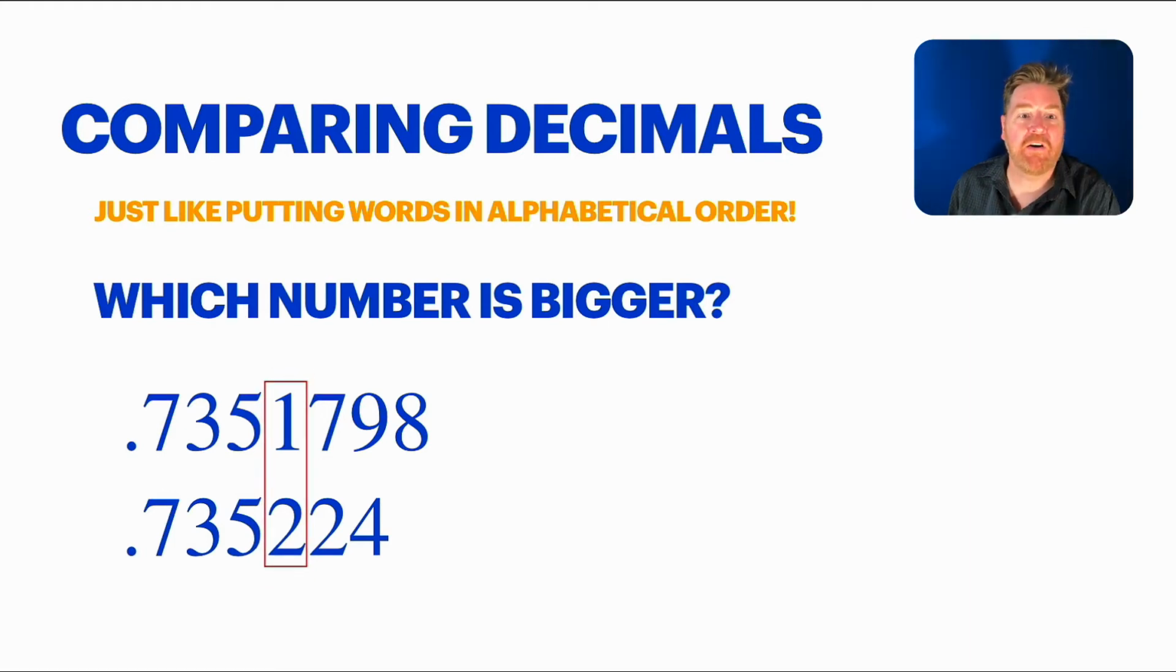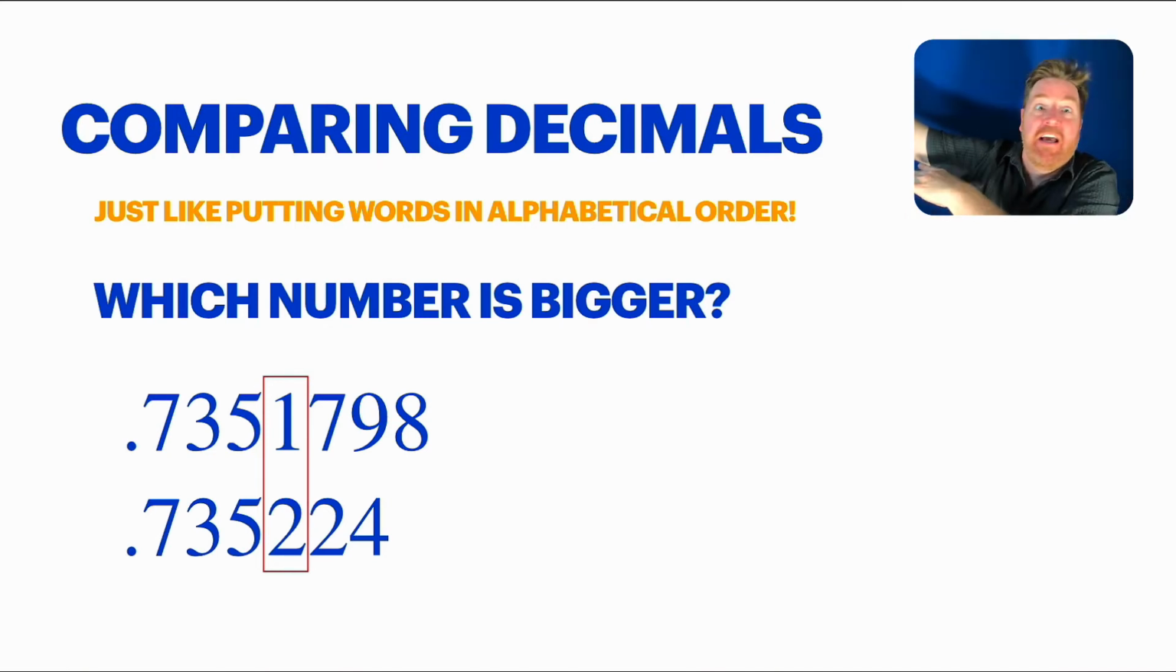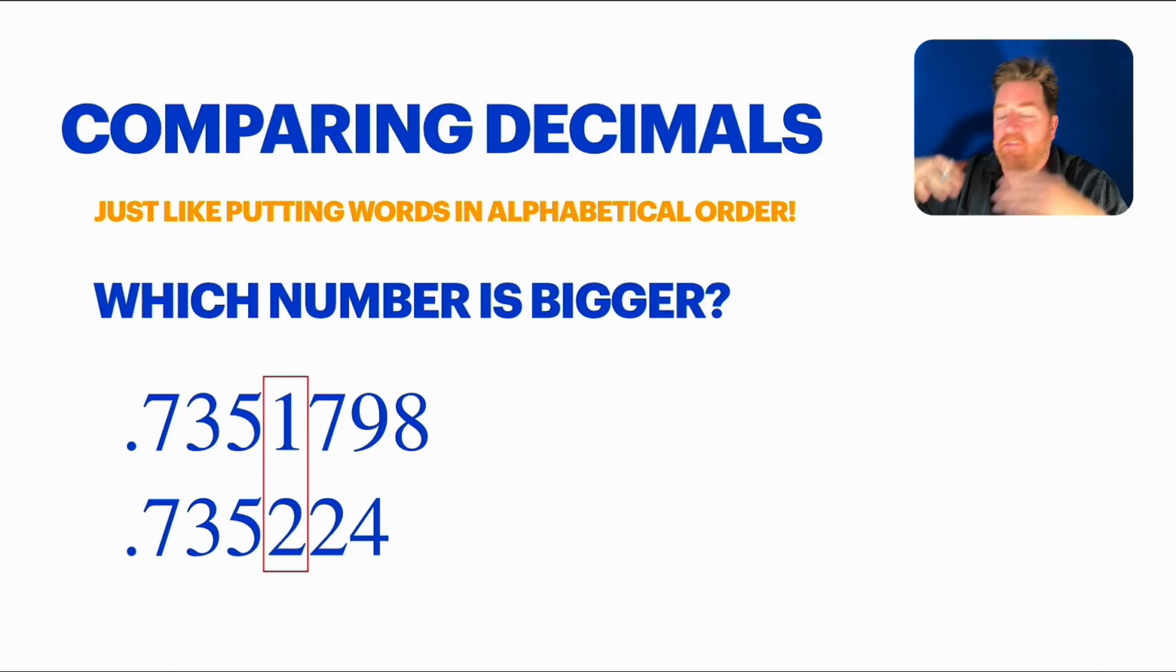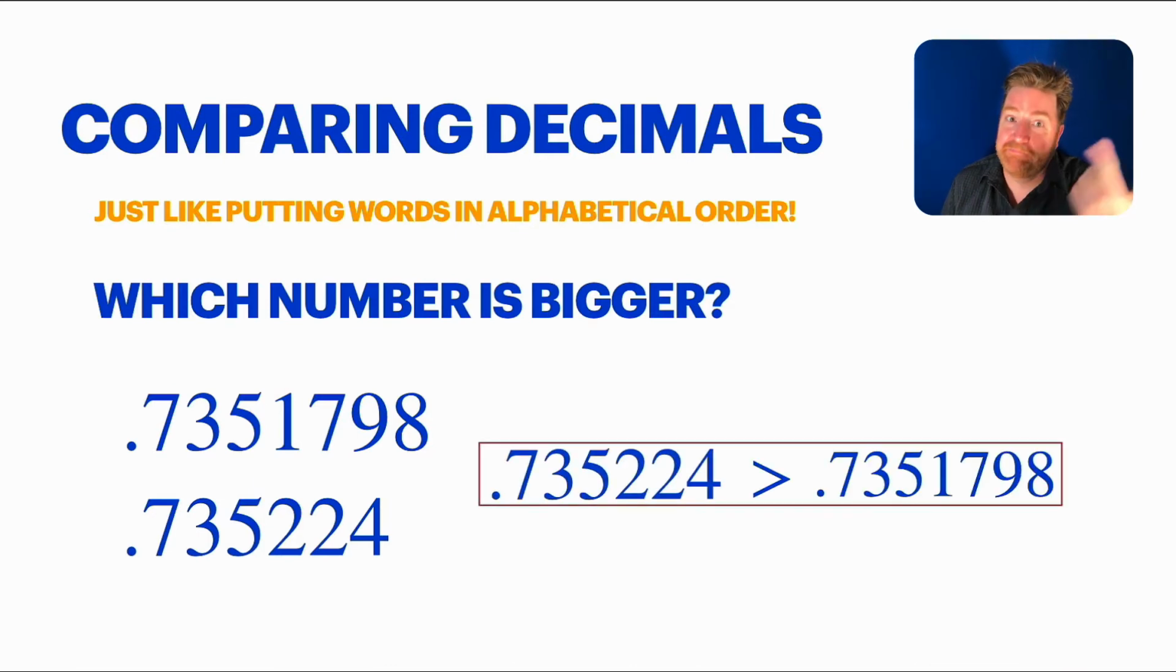2 is bigger than 1. So that bottom number, forget everything else that happens after that. We don't care. Right now, we know that bottom number is bigger. Okay? So 0.735224, that's bigger than that top number. Okay? Guys, length doesn't matter at all with these decimals. You just sort of go left to right, and as soon as you find a difference in the digits, game over. All right, here, try this one. Let's see what we got.